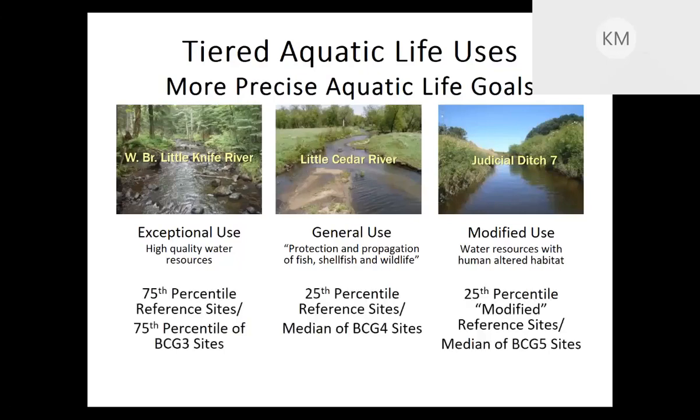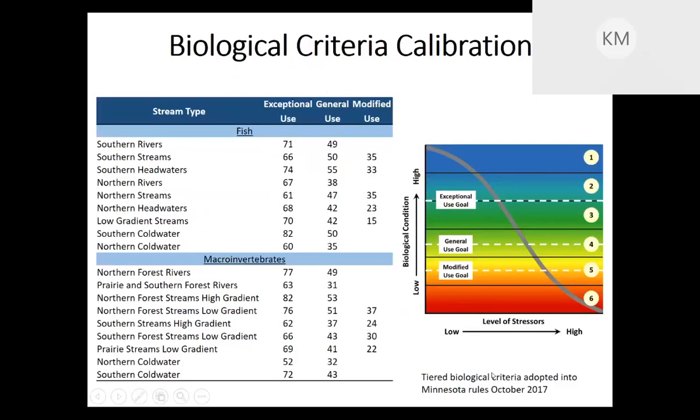And the BCG played a role in developing the biological criteria for each of these tiers. I already talked about the 25th percentile, the reference sites, the median BCG4 being used for the general use. We used a similar approach with the exceptional use. It's basically the 75th percentile of those BCG3 sites, and then the modified use falls at the median of BCG5. So this is where those thresholds array along that biological condition gradient.